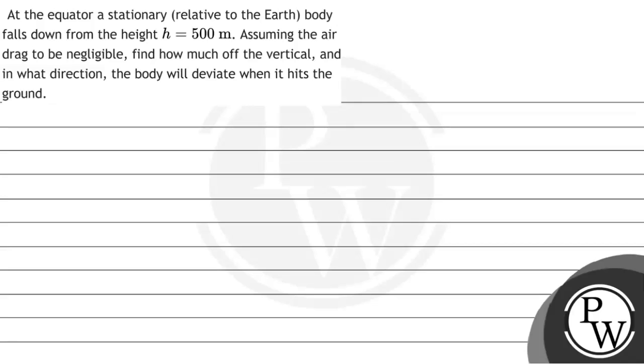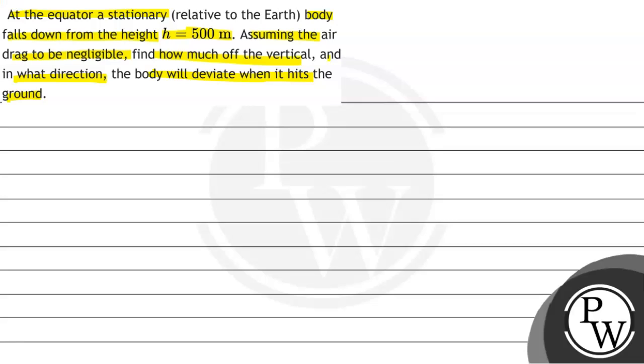So the question says, at the equator, a stationary body relative to the earth falls from the height h, and h equals 500 meter. Assuming the air drag to be negligible, find how much from the vertical and in what direction the body will deviate when it hits the ground.